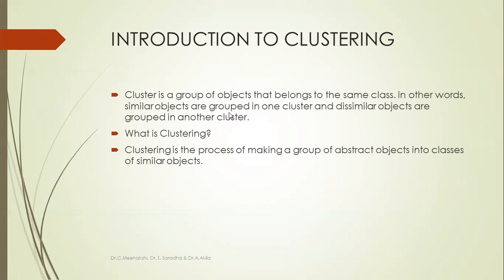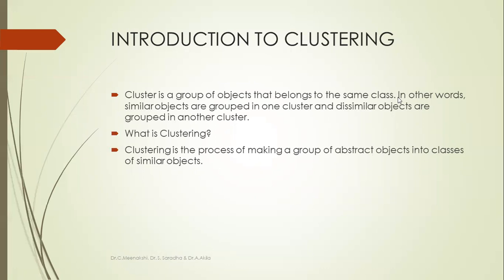So first, what is the literal meaning of cluster? A group of objects that belongs to the same class. I'm just going to group it. In classification, if I have a list of items, I'm going to find out which class each is going to belong to. But clustering is grouping all the similar items into one group, one class. That is called clustering.